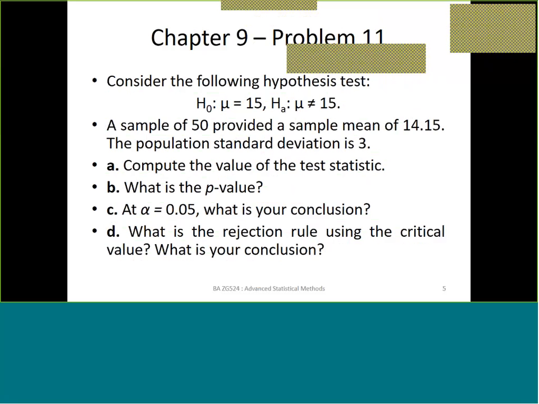A sample of 50 provided a sample mean of 14.15 and the population standard deviation is 3. So calculate the test statistic. What is the p-value? At 0.05 level of significance, what is your conclusion with p-value? And also use critical value approach to see the conclusion. So one can easily answer this question. So let us try.